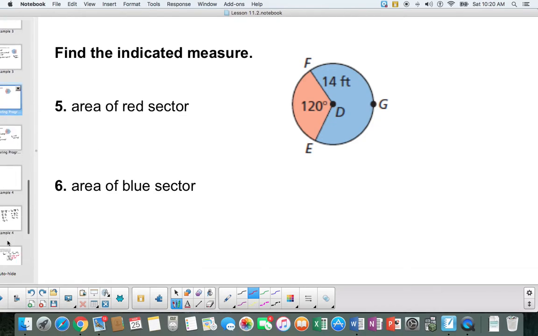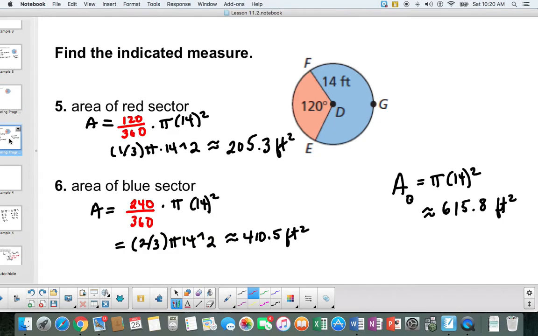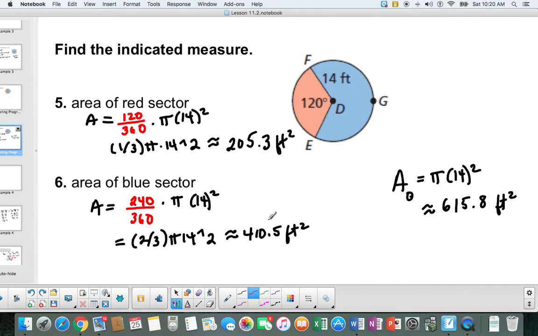Go ahead and see if you can find the area of the red sector and of the blue sector. And here's the answer. Again, you can check your work by figuring out the area of the whole thing, and notice that these 2 do add up to it.